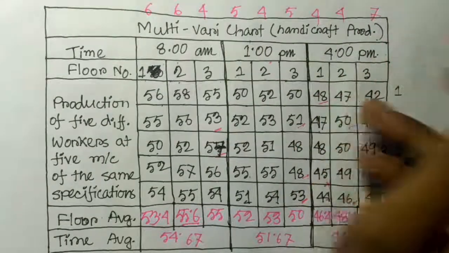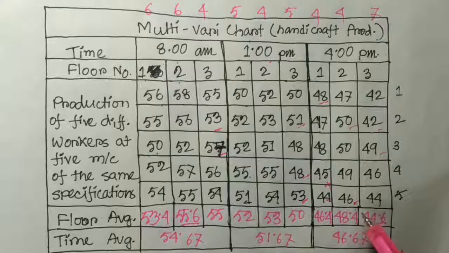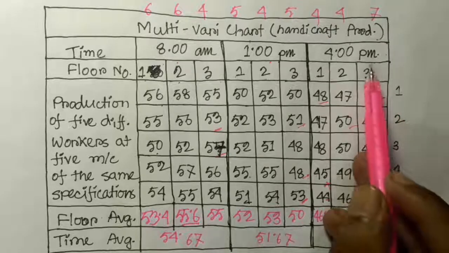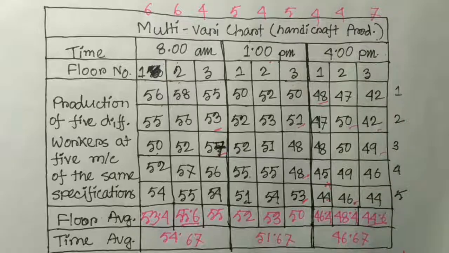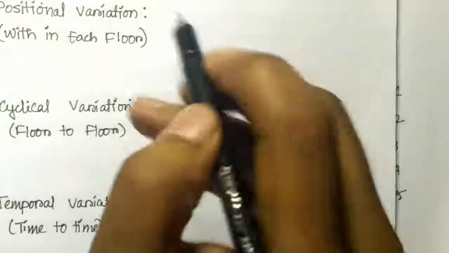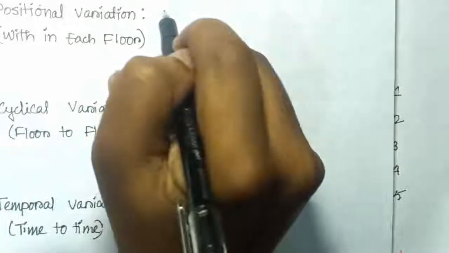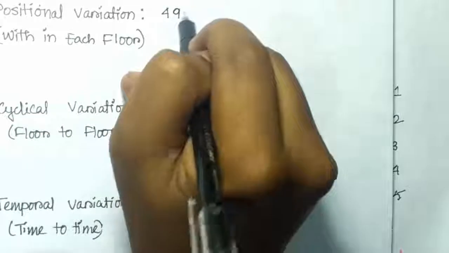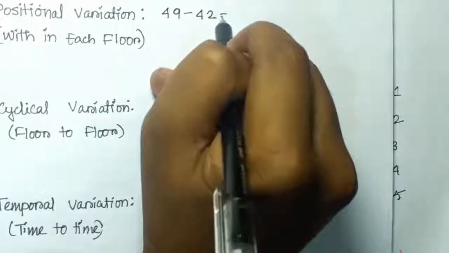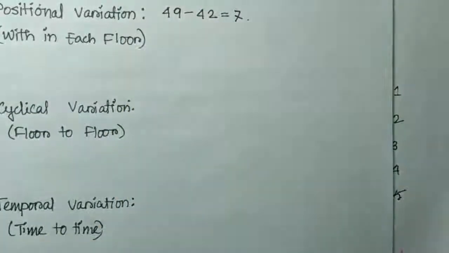So the maximum variation for positional variation occurs at 4 PM on floor number 3, which is 7. So the positional variation is 49 minus 42, equal to 7.